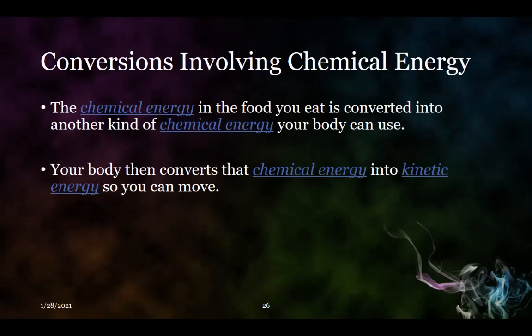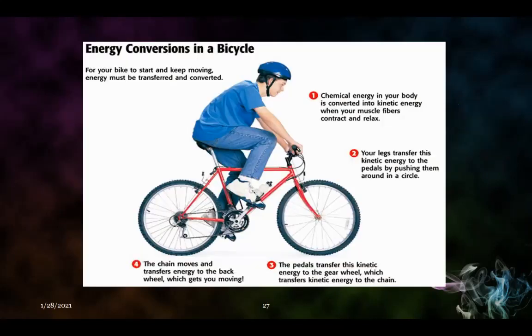So, the chemical energy in the food you eat is converted to chemical energy your body can use. Remember, in your biology classes, we talked about ATP. Your body then converts that chemical energy into kinetic energy so that you can walk, talk, think, and blink. And your body uses it and keeps eating, and this process goes on. You lose some of that energy through inefficiency in the form of metabolic heat, which is a form of thermal energy. So let's take a look at an example with riding a bicycle.